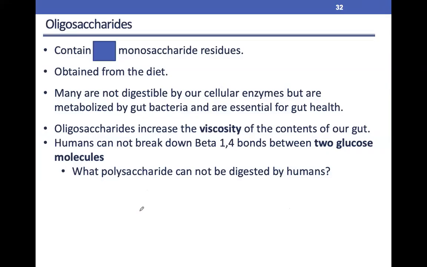Okay, so remember how I told you this could easily be an MCQ? Oligosaccharides, how many monosaccharides do they have? How many monosaccharide units? Yeah, I see one answer. Does anybody else? 2 to 10. Perfect, 2 to 10. And the other thing they want you to know about oligosaccharides is that there's a specific bond that's present called a beta 1-4 bond.